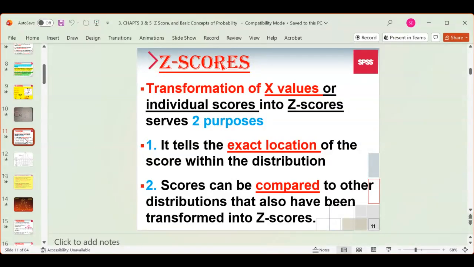And it tells us exactly, like the example I gave you earlier. Also, it tells us the scores can be compared to other distributions that have also been transformed into Z-scores. So if they take other tests, you can tell them that on this test, your score is 2 standard deviations above the average. On the other one, you're 1 standard deviation above the average, and on the other one, you're probably half a standard deviation below average. That's the job of this Z-score, just this one, for a single score.